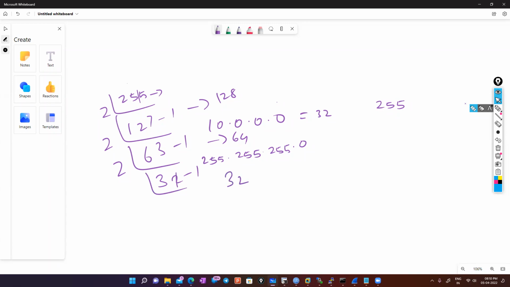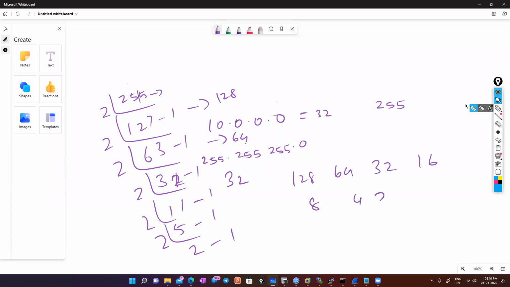The same way, remainder 1, and so on. So it gives me the values 128, 64, 32, 16, 8, 4, 2, 1. If you calculate this, you'll get to know how we derive this value.